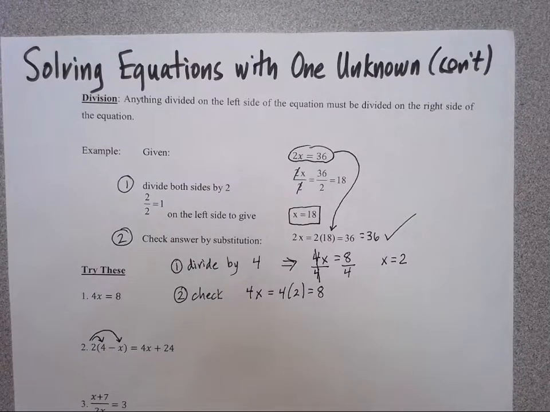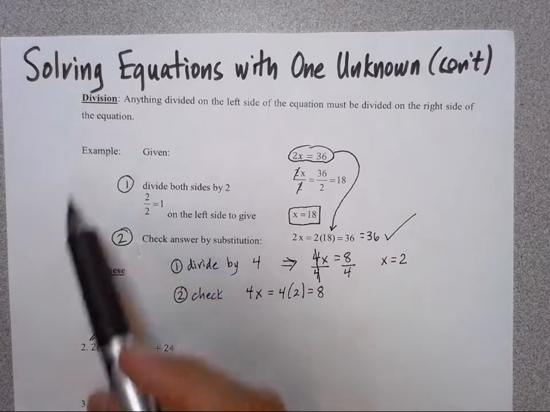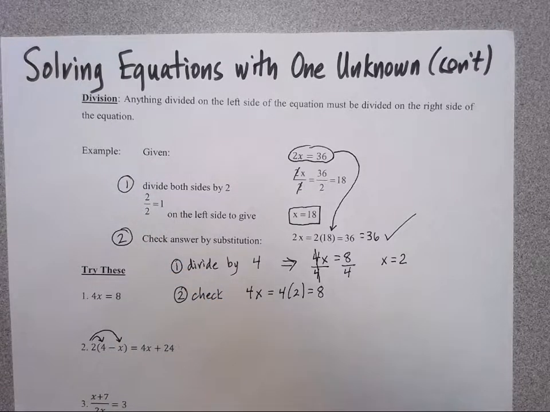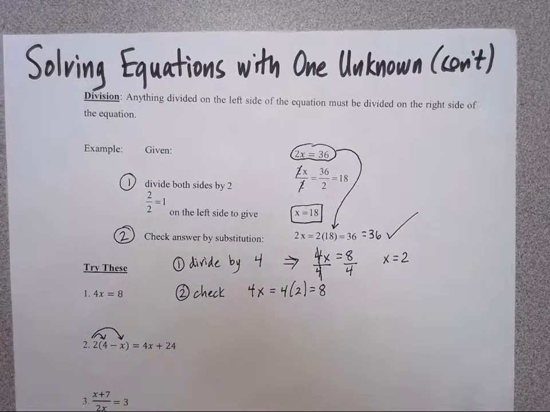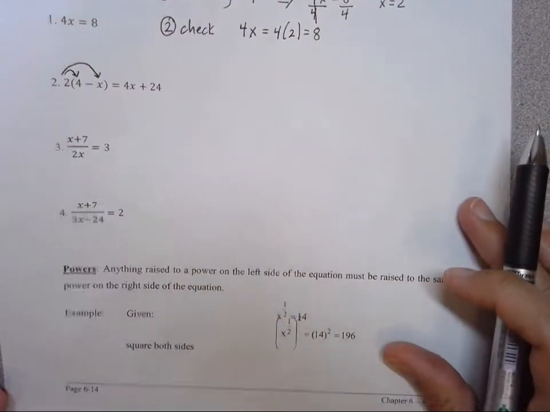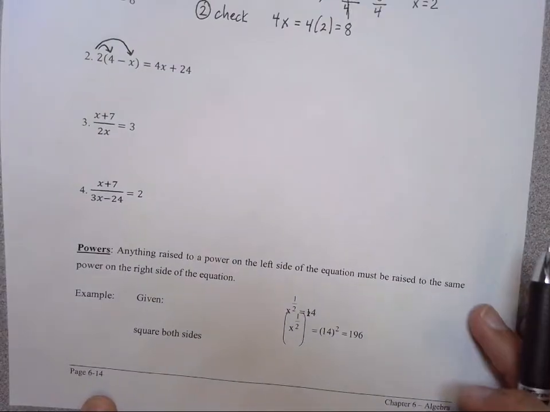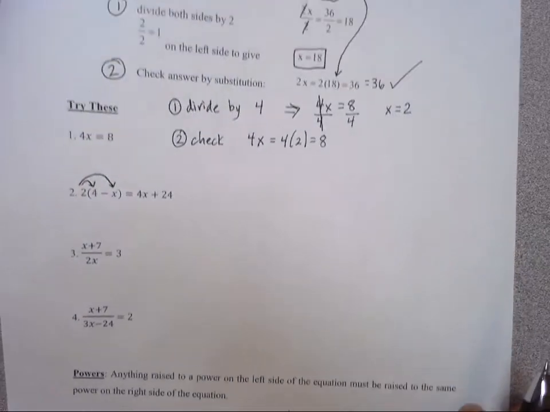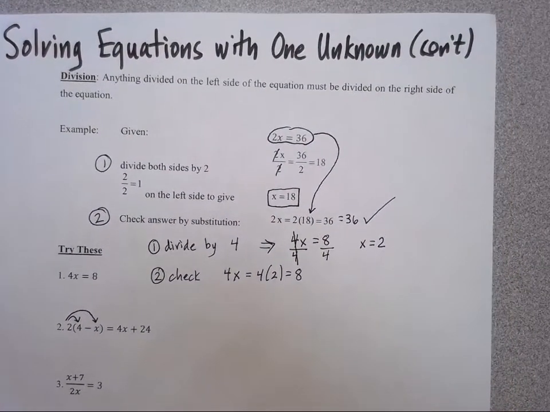Okay, so we're back on solving equations with one unknown. Talking about division. We've talked about multiplication, addition, subtraction so far. Now I'm on to division. So I'm on page 614 of our algebra chapter. And we've talked about a couple cases here.